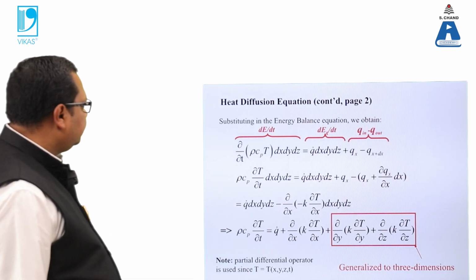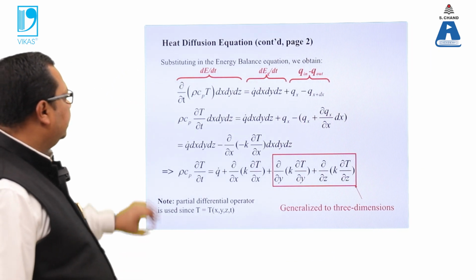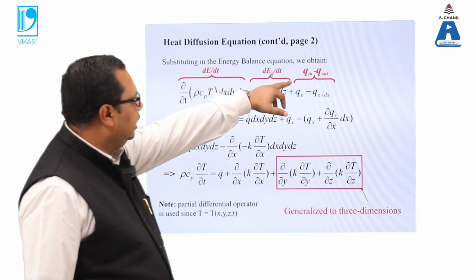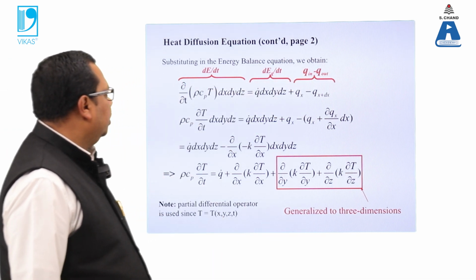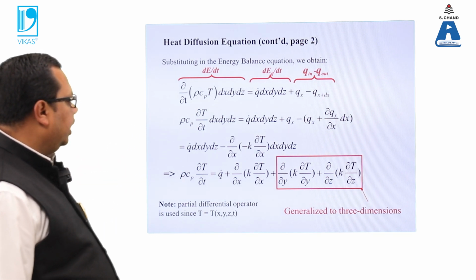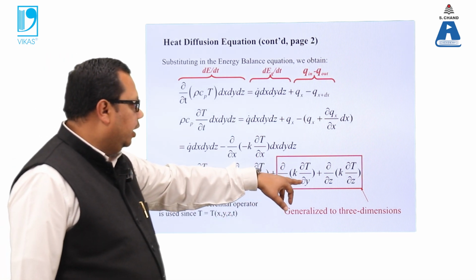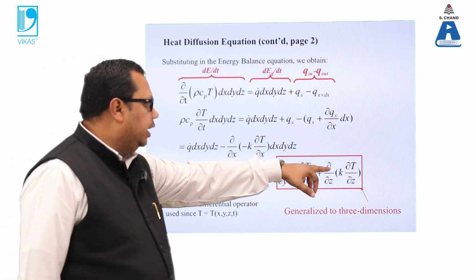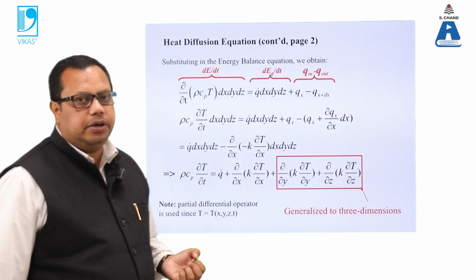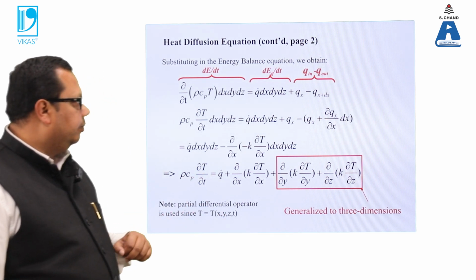Here again we can see the heat diffusion equation where we see dE/dt and dEg/dt, and this is input minus output. This is what we are taking, but in the general form we can write the equation as d/dx(k dT/dx) plus d/dy(k dT/dy) plus d/dz(k dT/dz). This is the partial differential operator where we are using the operator T(x,y,z,t).